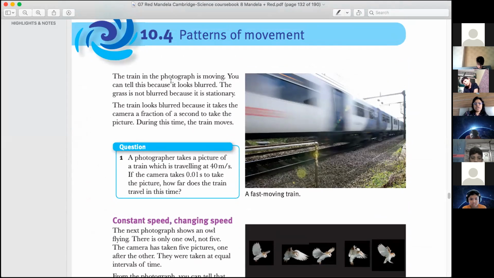Okay. So the train in the photograph you can see is moving. You can see the picture like this. That means movement is going on. You can tell this because it looks blurred. The grass is not blurred because grass is stationary. Stationary means not moving. So the train looks blurred because it takes the camera a fraction of a second to take the picture. During this time, the train moves. So that is why the picture is blurred.